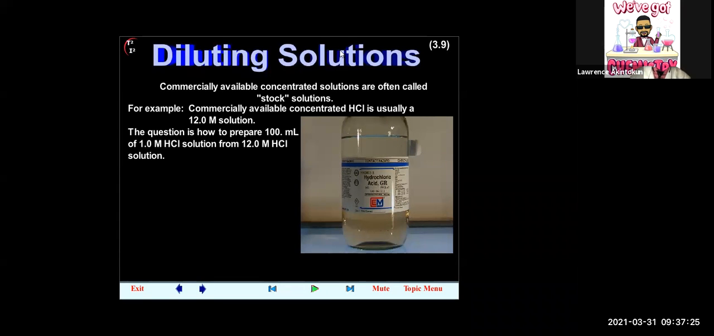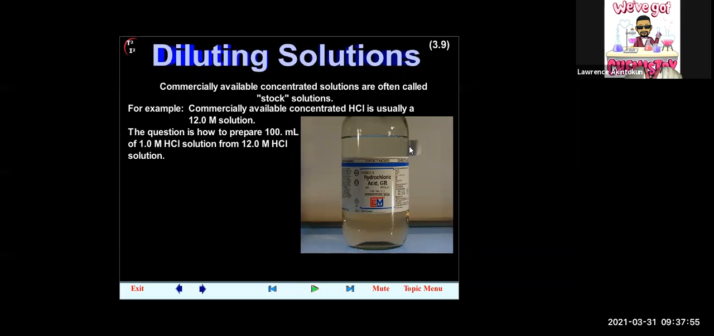Now, this is a very powerful, very strong solution in the lab, 12 molar. Normally, I don't bring this type of concentrated solution out to students. This is always in the stock room. It's under lock and key because it's very, very dangerous. It is 12 molar solution, very powerful, very strong. So we call it stock solution.